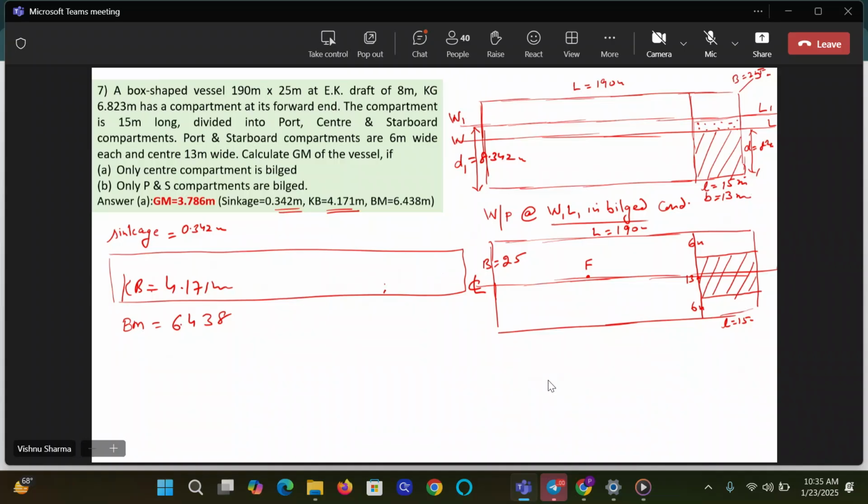Sir, BM coming wrong, sir. 1.6821 something, sir. I did. What have you done? Sir, I center line whole. I did 100 into length. Is the length 100 meters? Yes, sir. That's right. See the breadth also. It should not happen that you are using the wrong breadth. Take the dimensions from the question, please.